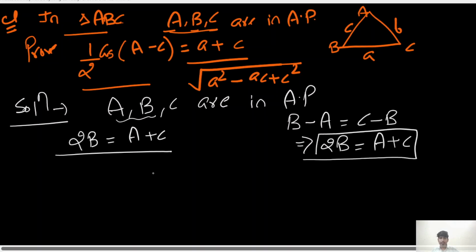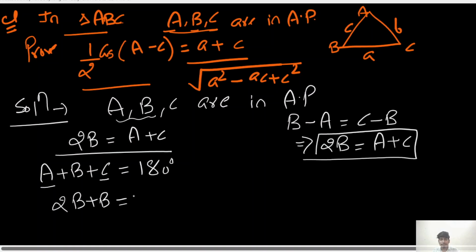Then what we get here? And we know A plus B plus C is 180 degree. Then A plus C is 2B, so 2B plus B is 180 degree. It implies 3B is equal to 180 degree, then B is equal to 60 degree.